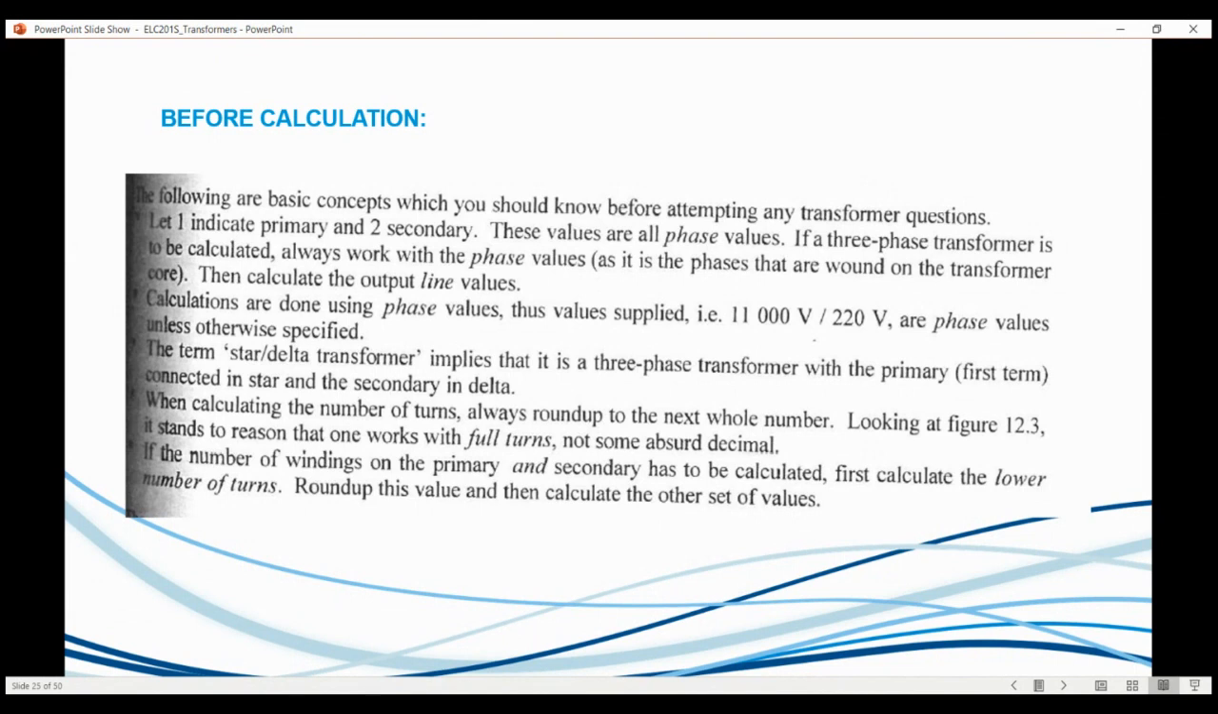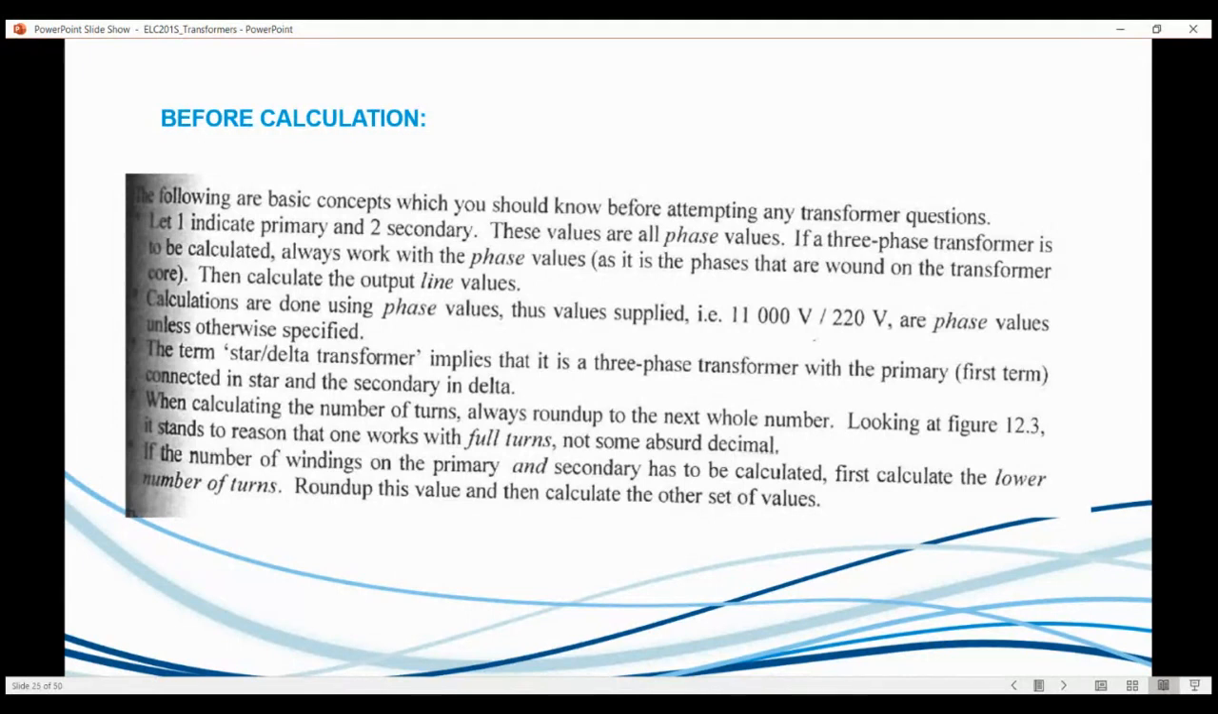Second point is the phase values are supplied like that, so 11 kV and 220 volts. That's specified like that, so it's primary and secondary. The term star and delta transformer implies a three-phase transformer with the primary, the first term, connected in star and the second in delta. That's what star and delta means.